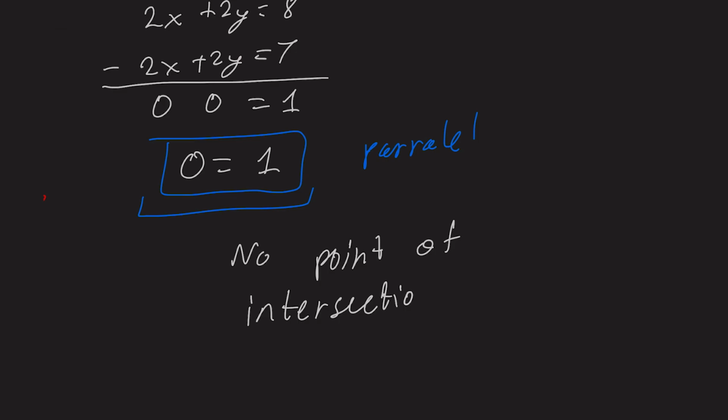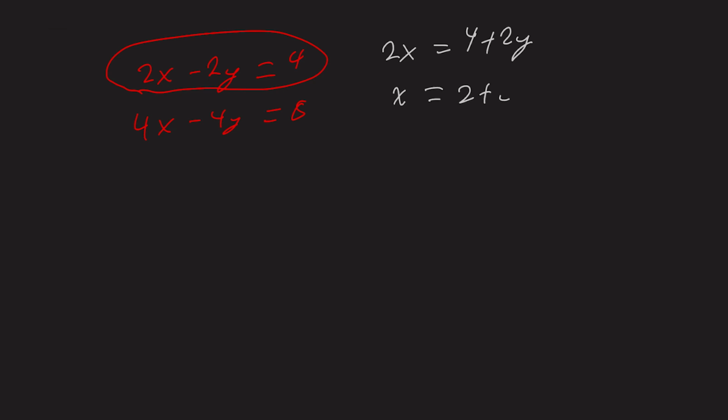All right? Now let's consider the example of 2x minus 2y equals 4 and 4x minus 4y equals 8. Okay? Let's do another substitution example just for practice. I think this equation is easier. So first thing I'm going to do is add 2y to both sides. I'm going to get 2x equals 4 plus 2y. Then I'm going to divide both sides by 2, and I'm going to get x equals 2 plus y.